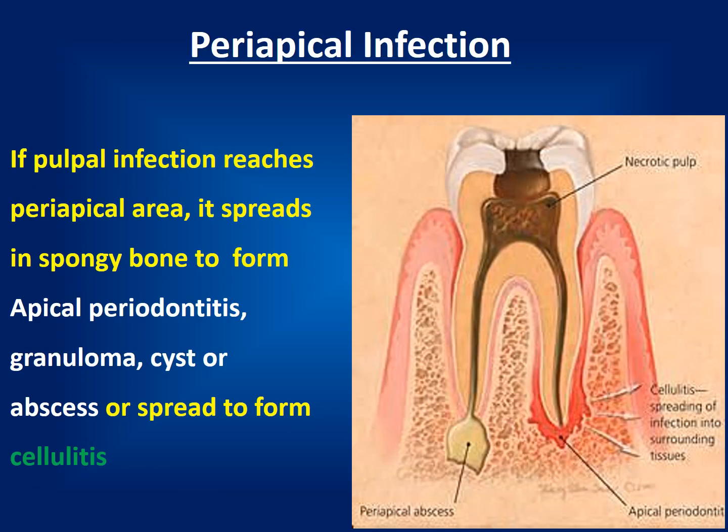If the infection extrudes to the periapical region, here it spreads in the spongy bone to form acute apical periodontitis. After that, it will form a granuloma, a cyst, or an abscess. If not treated, the infection will spread to form cellulitis.